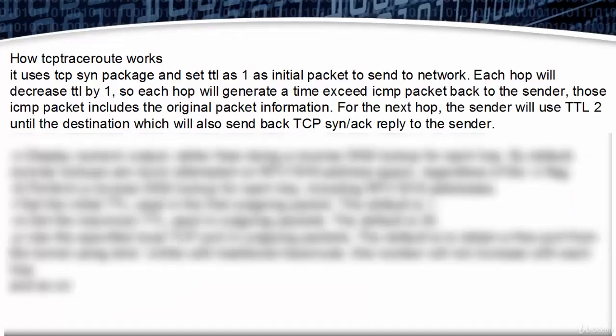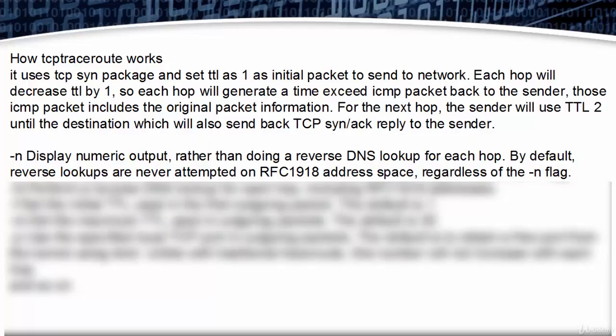How does tcptraceroute work? It uses a TCP SYN packet and sets the TTL to 1 as the initial packet to send to the network. Each hop will decrease the TTL by 1, so each hop will generate a time exceeded ICMP packet back to the sender. Those ICMP packets include the original packet information. For the next hop, the sender will use TTL 2, and so on until the destination, which will send back a TCP SYN/ACK reply to the sender.